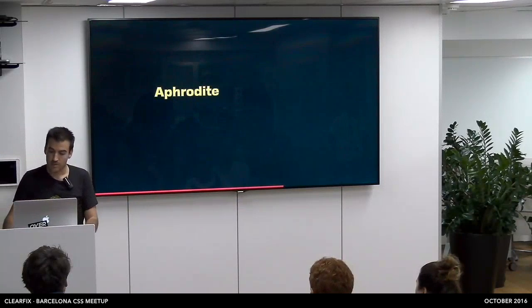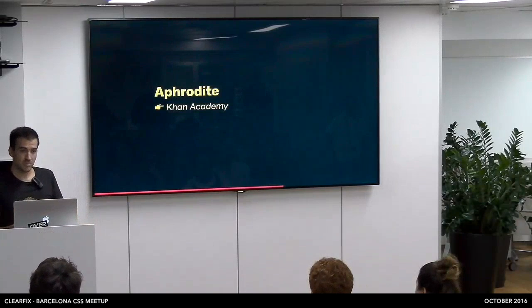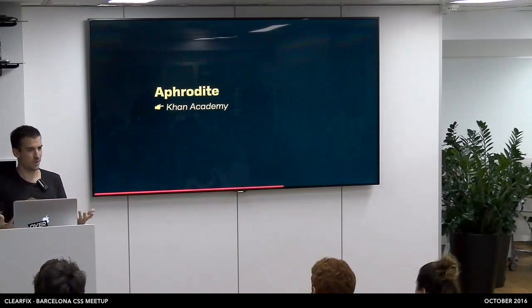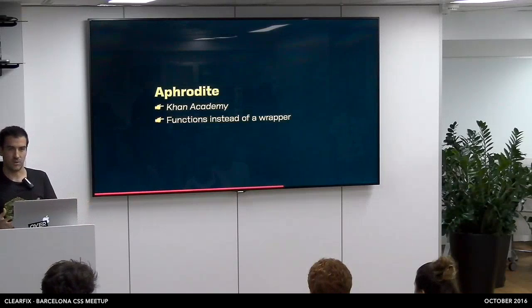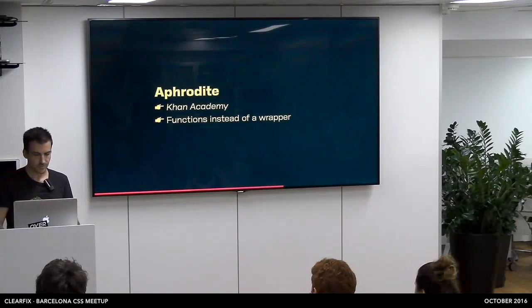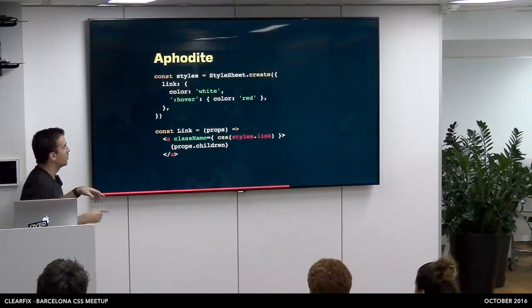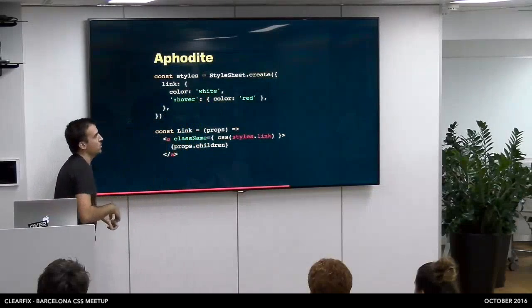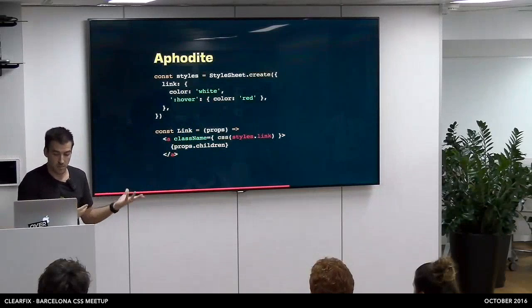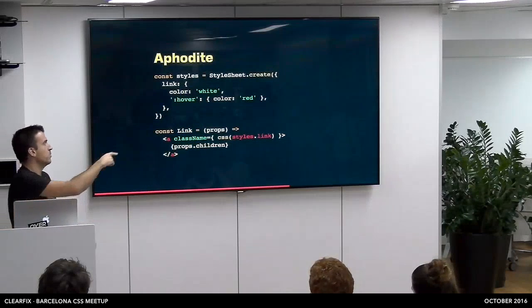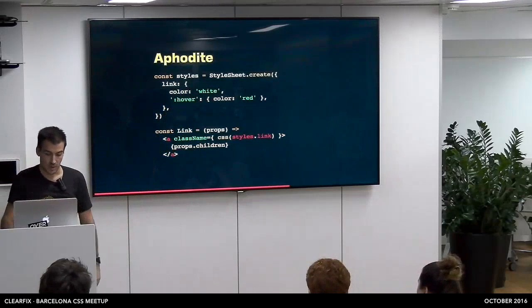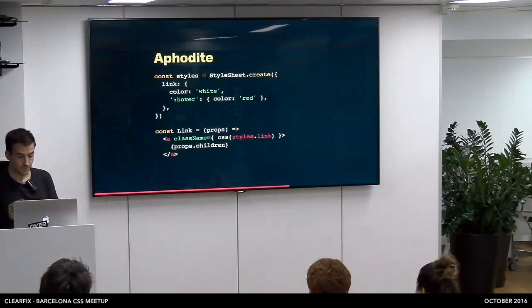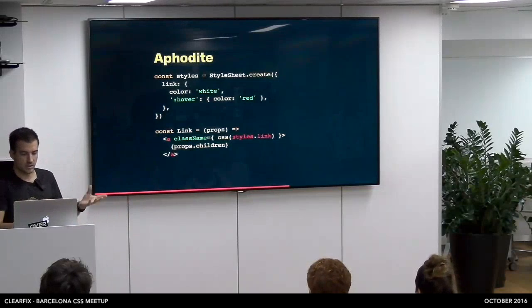Then you had Aphrodite, which is from the Khan Academy. So you can be sure it's going to have some maintenance and it's going to be good inside, right? And it uses functions instead of a wrapper, decorator. And it looks like this. It's quite similar, but instead of defining the object directly, you use a function, a helper. It's basically the API for Aphrodite. And you basically create the styles, and then you use them in the class name prop with another function. And that is basically handling all the scoping and stuff like that.